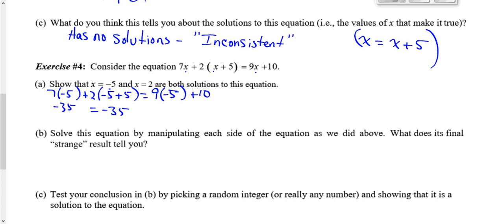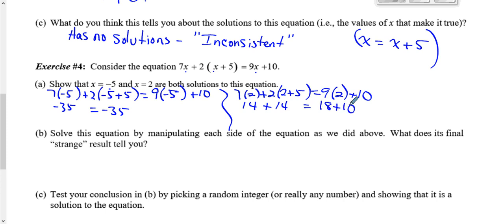All right. And what about 2? 7 times 2 plus 2 times 2 plus 5 equals 9 times 2 plus 10, right? So this will be 14 plus, what's 2 and 5? 7, and 2 times 7 is 14, equals 9 times 2 is 18 plus 10. What's 14 and 14? Equals 28. That made it true. There are 2 values of x that made it true.